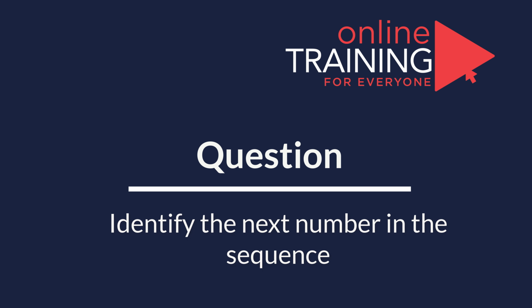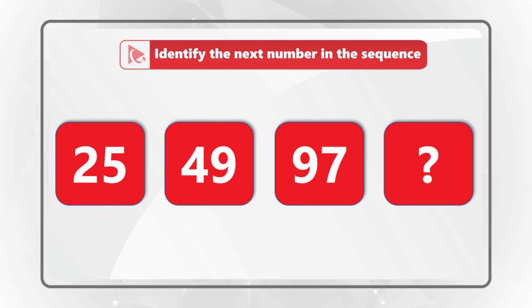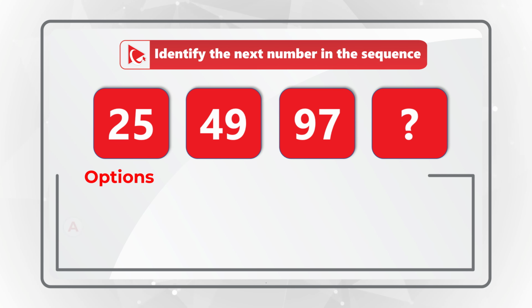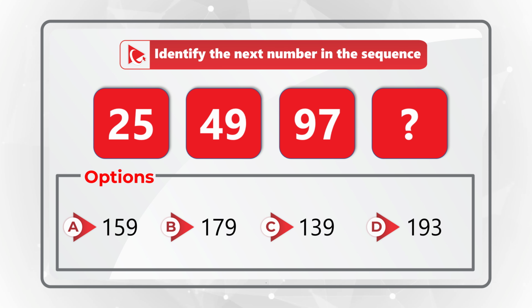I love sequence questions because this is the best way to challenge your brain to detect the pattern. You're presented with 3 numbers in a sequence where the 4th number is missing, and you need to identify the next number. You have 4 different choices. Choice A, 159. Choice B, 179. Choice C, 139. And then choice D, 193.